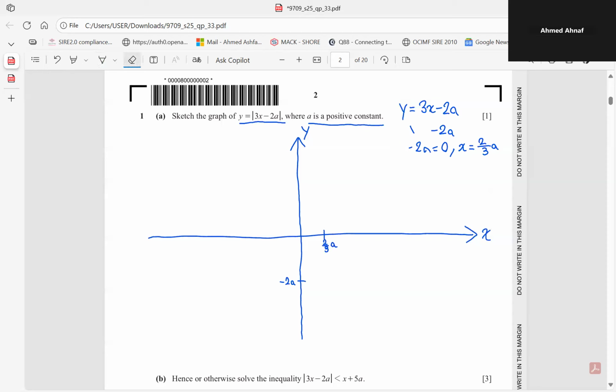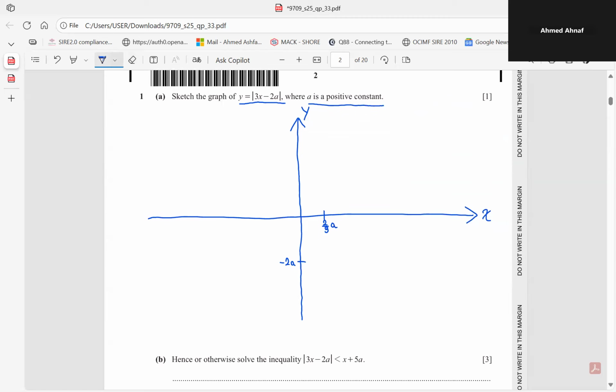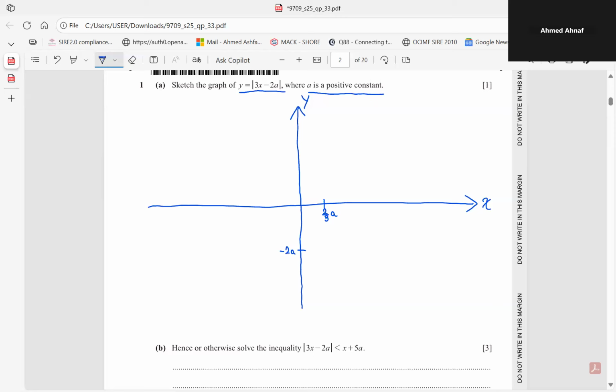Let me erase all this. Now we're going to sketch this one. We're going to do it dotted. And by the way, when you're doing this, please use a ruler. It really helps. So this is the line y equals 3x minus 2a.